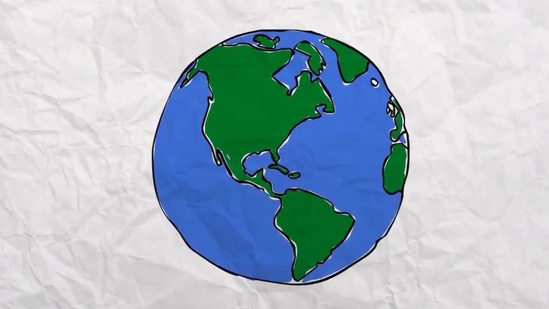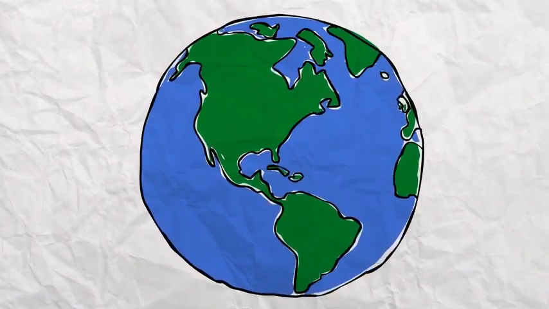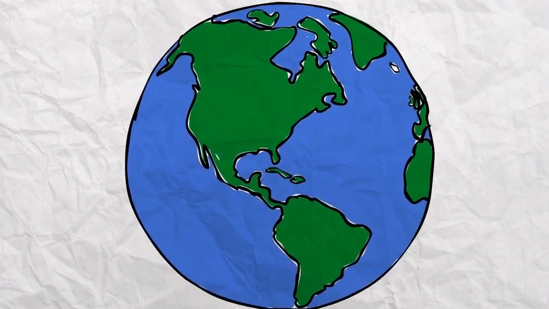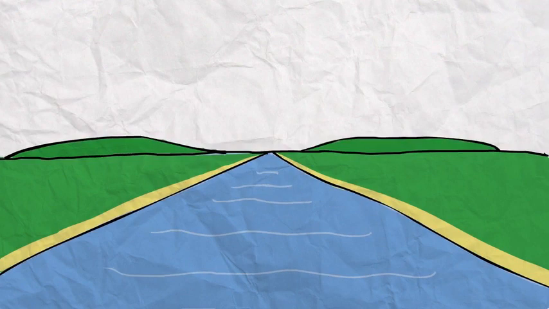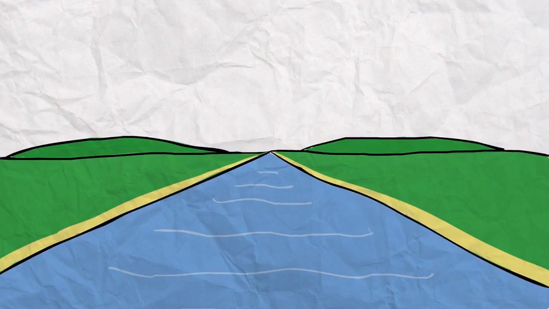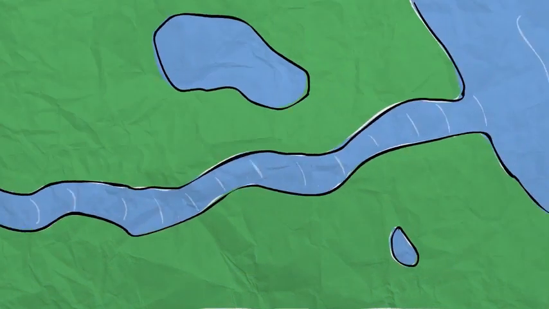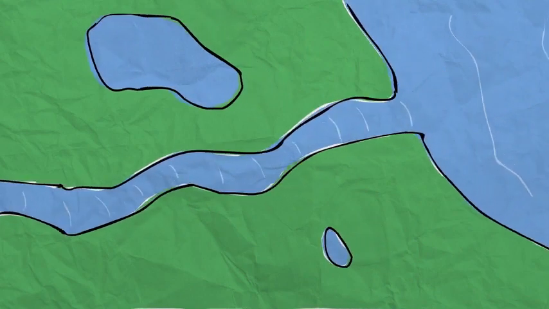We all know the Earth is full of water, but there's a lot more to water than all that blue stuff you see on the globe. The water we can see on the surface of the Earth is surface water. Surface water is every lake, pond, river, stream, and ocean on Earth.